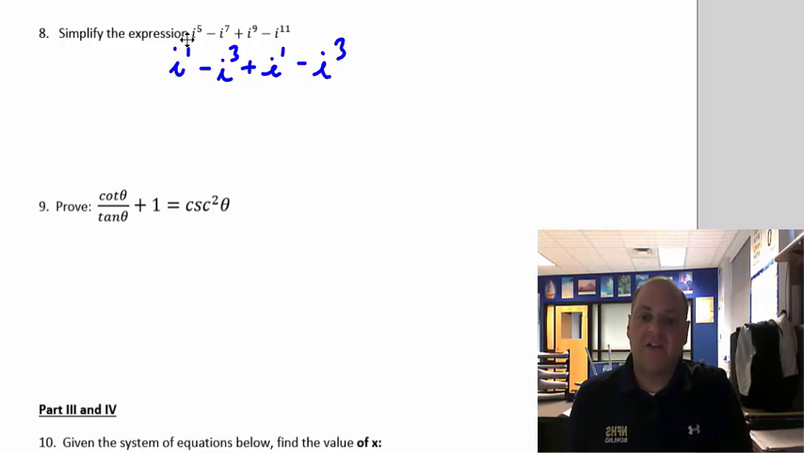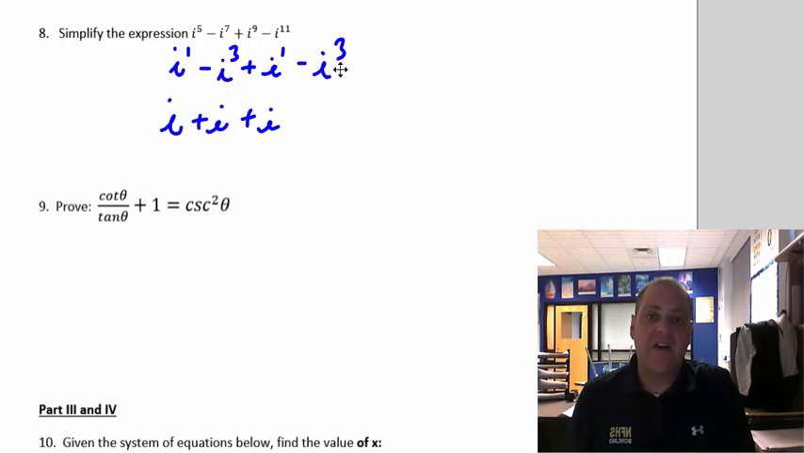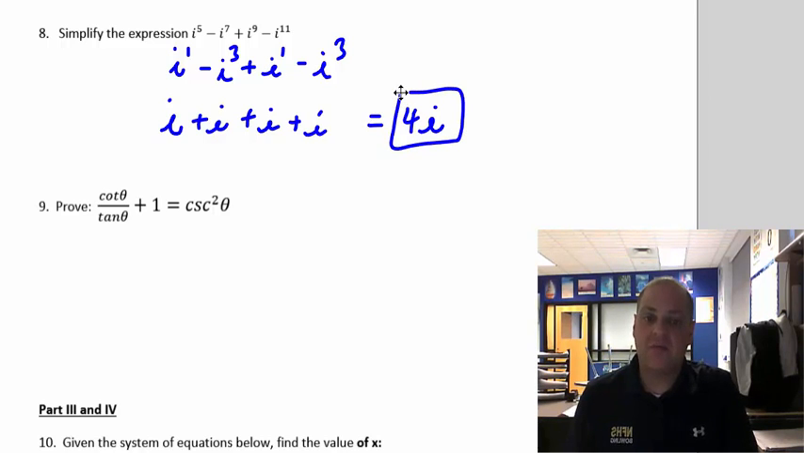So I have i to the first minus i to the third plus i to the first minus i to the third. i to the first is just i. i to the third is negative i. Negative, negative i is plus i. This is just i. And again, negative, negative i is i. So I have i plus i plus i plus i, and that is 4i. So this one comes out to be 4i.